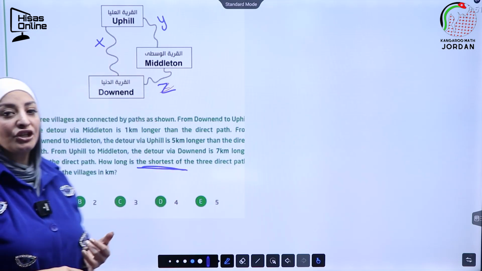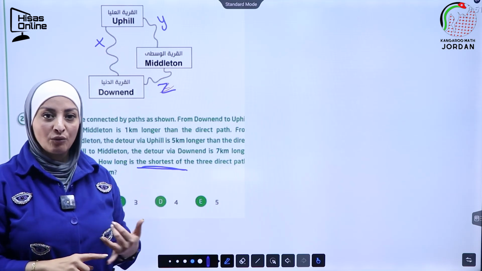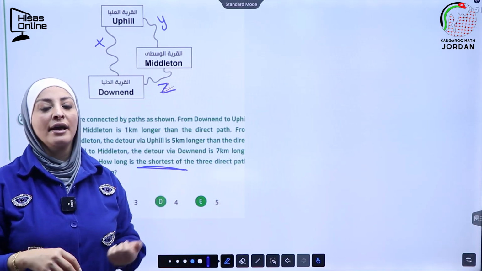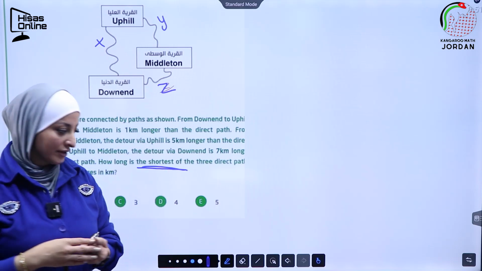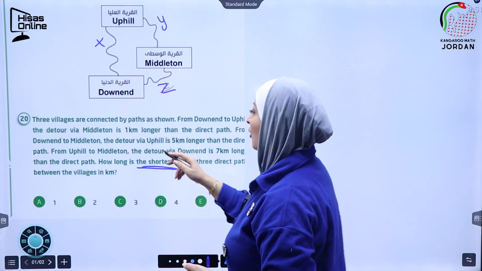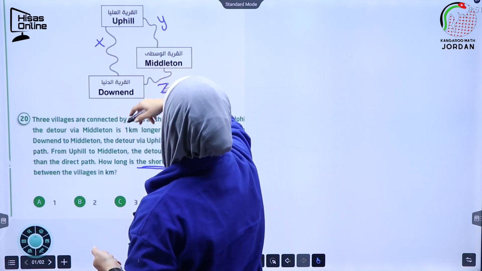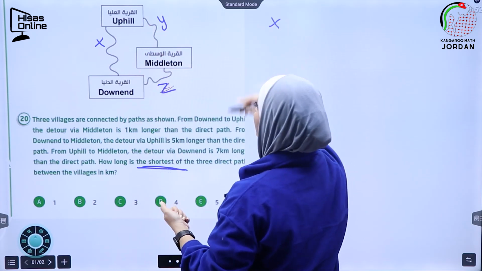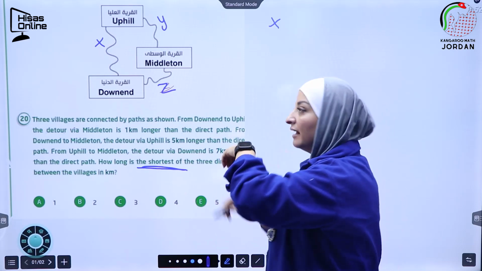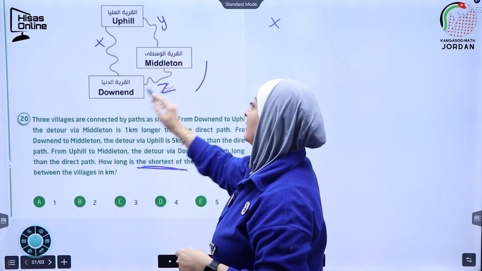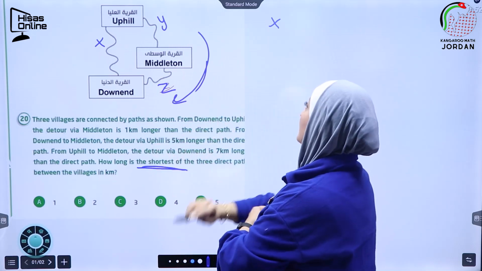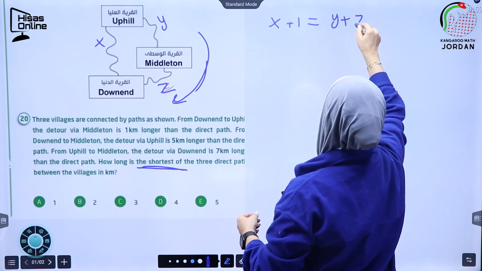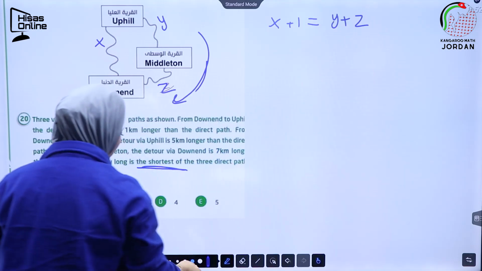Okay, so I need to use simultaneous equations in this question and write different equations, relate these X and Y and Z together, and see how we can solve such a question. First of all, they said the direct road, DU, which is X, is 1 kilometer shorter than the total length of Y and Z. So X plus 1 equals Y plus Z. This is my first equation.